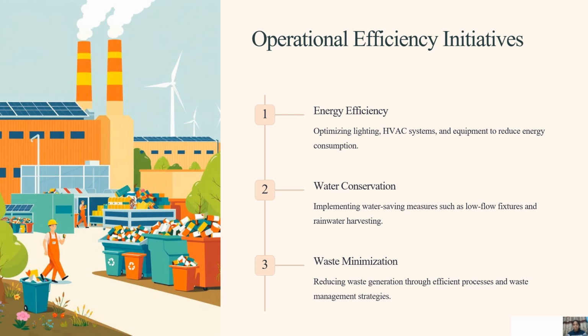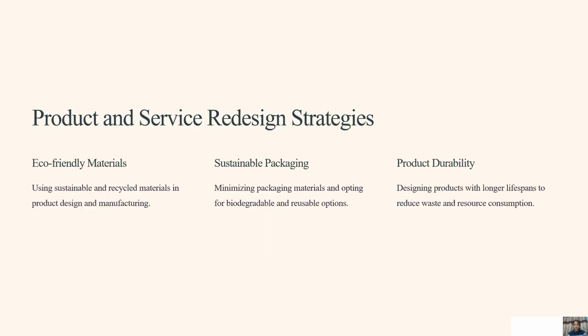In that, the first one is energy efficiency: optimizing lighting, HVAC systems, and equipment to reduce energy consumption. Water conservation: implementing water saving measures such as low flow fixtures and rainwater harvesting. Waste minimization: reducing waste generation through efficient processes and management strategies. The next one is product and service redesign strategies.